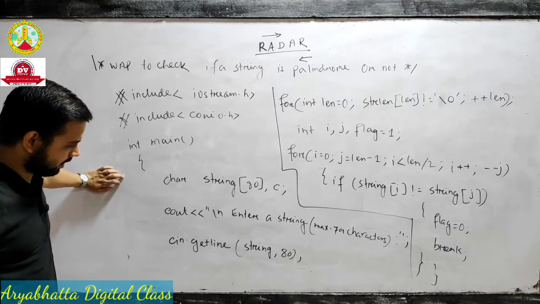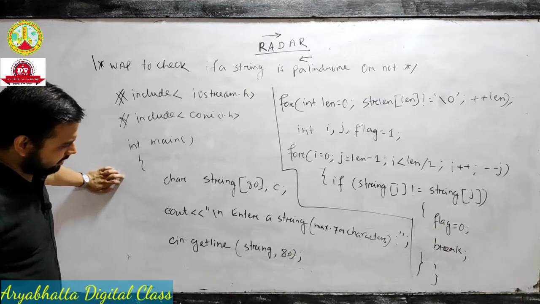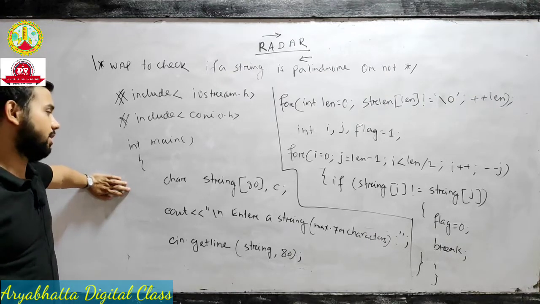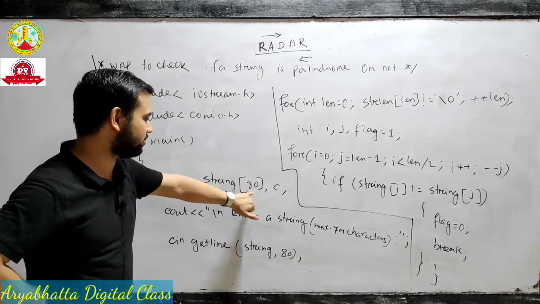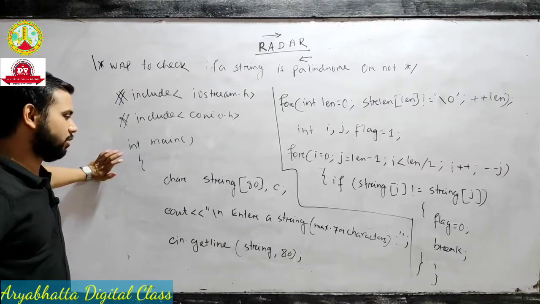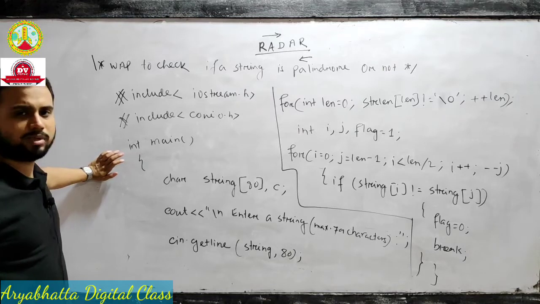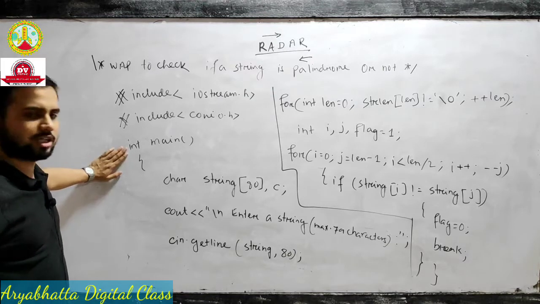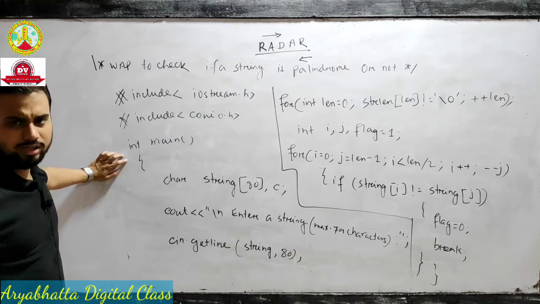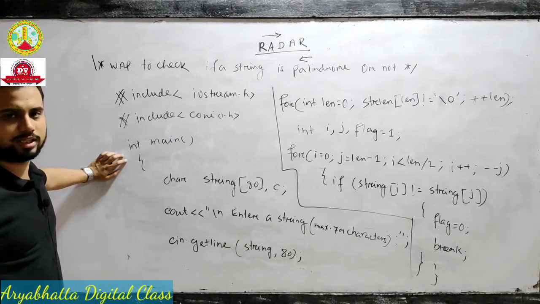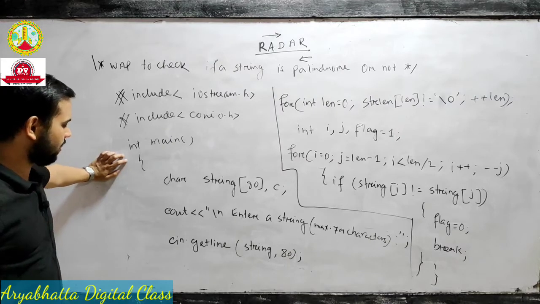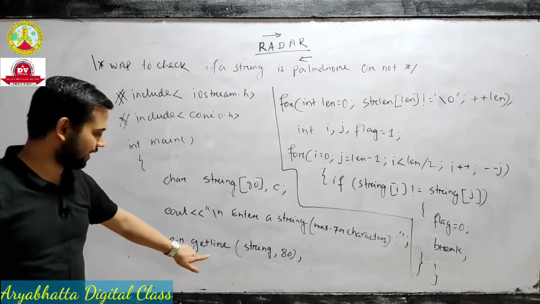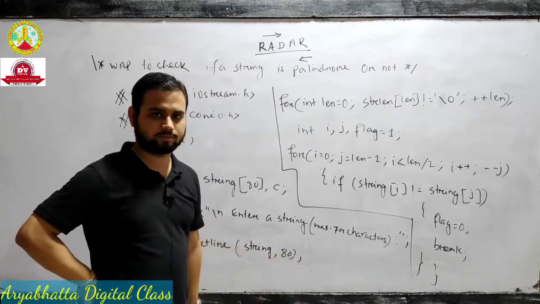Here we see \n, enter a string, maximum 79 characters. Why do we write 79? Because here we write 80, which means the maximum number of characters we can put is 79, and the last one is occupied by \0. We already discussed this. And this is the input line: cin dot getline, string, 80.